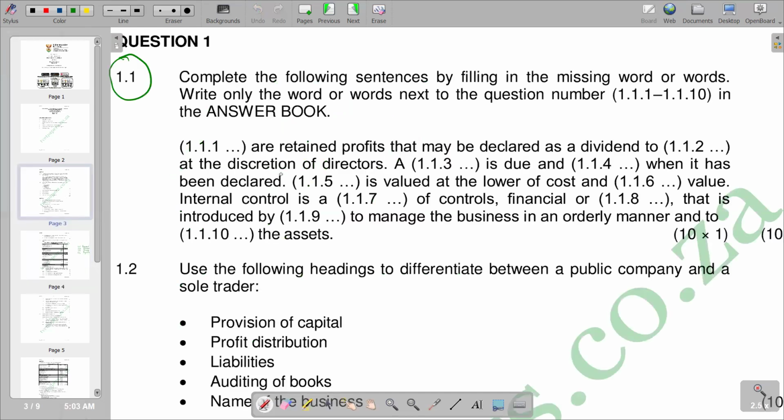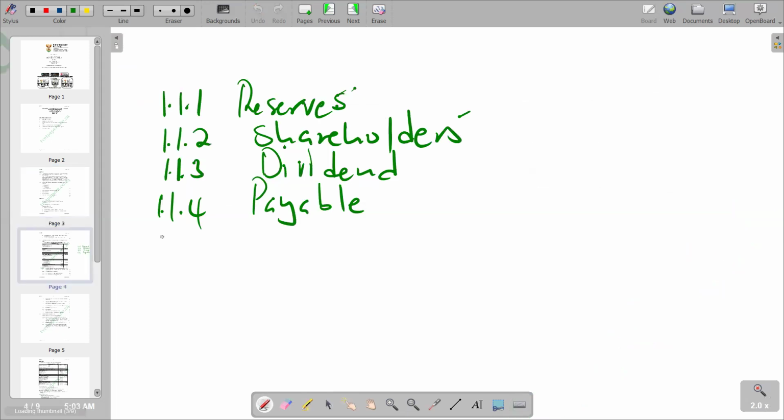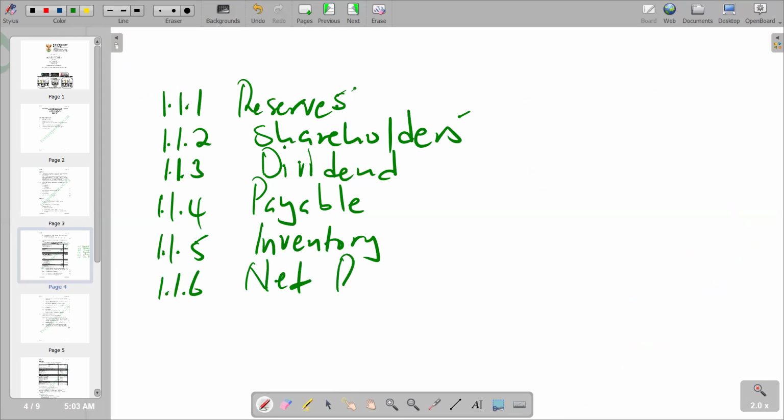And we move on to the next part, which is: dash is valued at the lower of cost and dash value. Remember, this is inventory. It is valued at the lower of cost and net realizable value. So we have 1.1.5 being inventory, and 1.1.6 being net realizable value. So for 1.1.5, we use inventory, and then 1.1.6 is net realizable value.